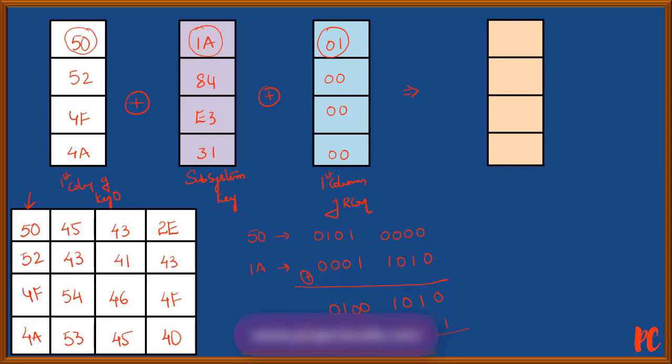The resultant will be 0, 1 gives rise to 1, 1, 0, 1, 0, 0, 1, 0. Nothing but 0, 1, 0, 0, 1, 0, 1, 1. The value of this will be 4 and the value of this will be 11, which is nothing but B. So making an XOR operation, we are going to get 4B here.